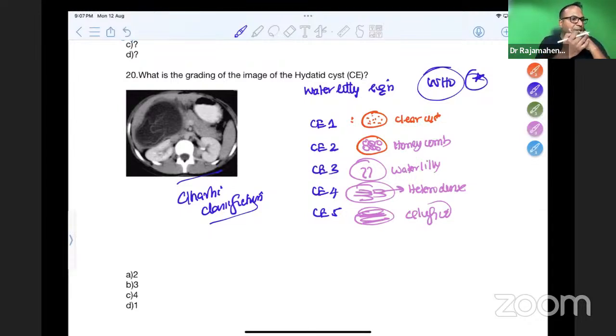They have asked Garby classification particularly. So I don't think there will be something from Garby classification, because I'm having Bailey in my hand. This is a very classical question, with explanation. Everything is there in the Bailey and Love Hydatid cyst chapter. You can open page number 74 in Bailey and Love.